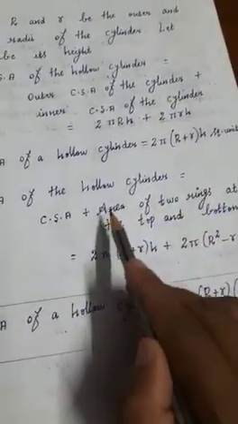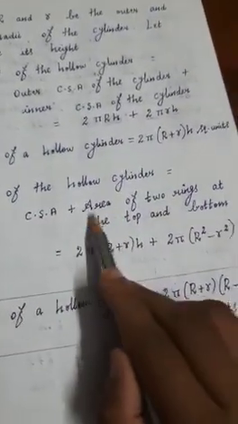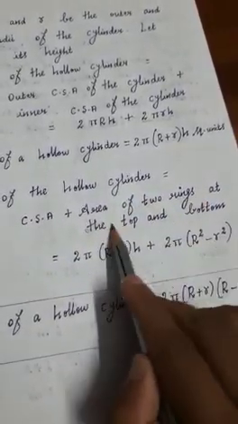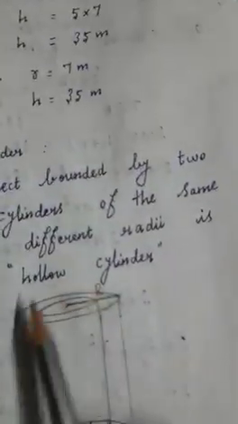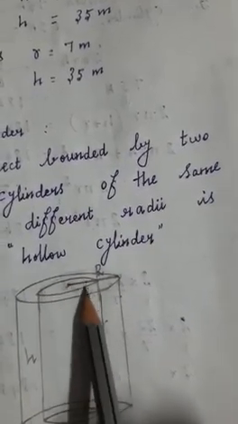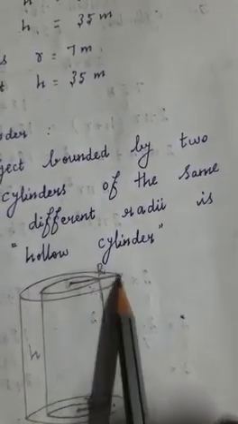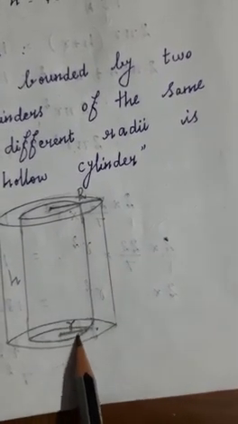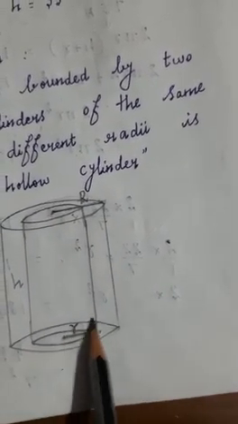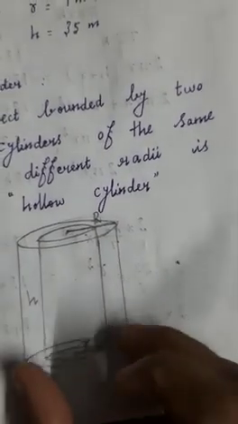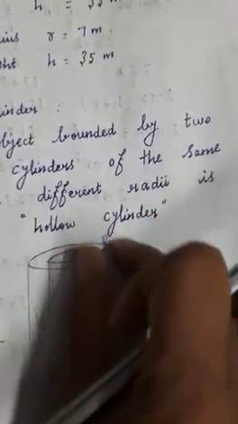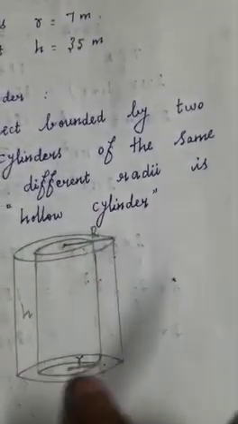The next term after the CSA formula, plus the area of two rings at the top and bottom. Now see, the top part also has 2 rings, a circular shape, and the bottom part also has this one ring, this circle shape. Because we are finding the TSA, in total we need to take these 2 circles.